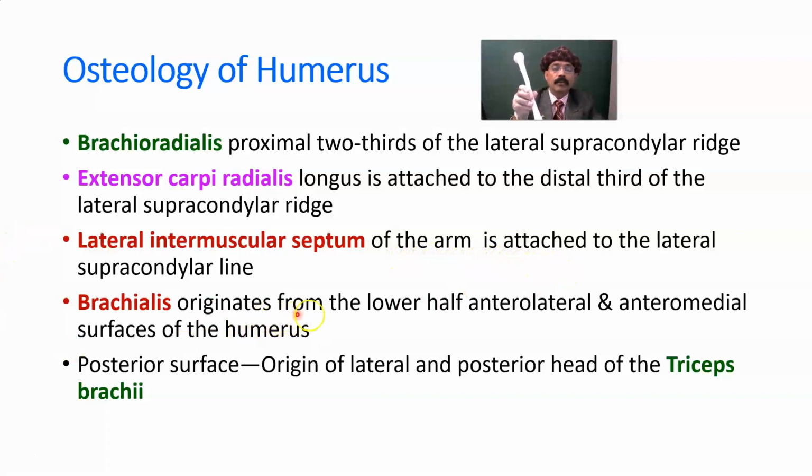Brachialis originates from the lower half of the anterolateral and anteromedial surface of the humerus. Posterior surface origin of the lateral head here, lateral head, and here is the medial head of the triceps brachii. Brachialis originates anteriorly from the anteromedial aspect and the anterolateral aspect from the lower half of the humerus.